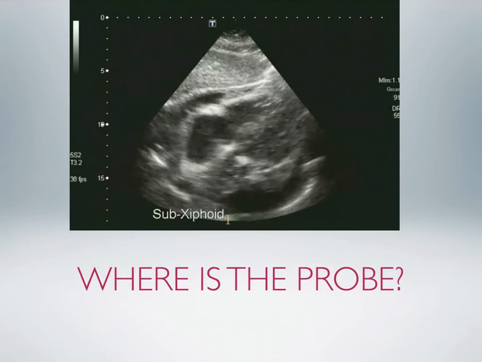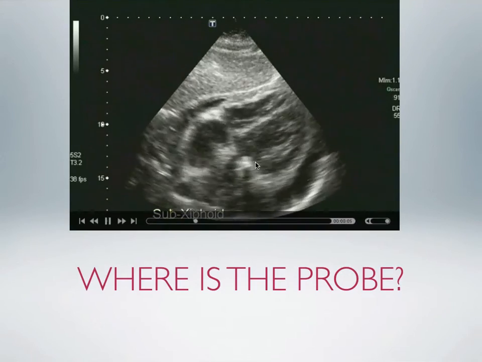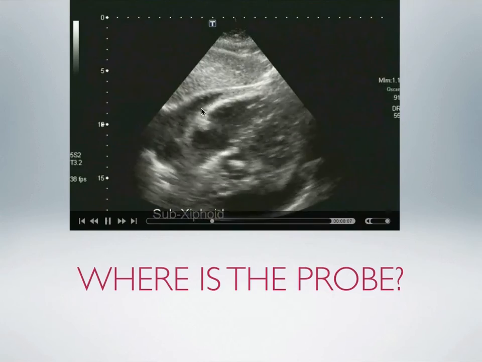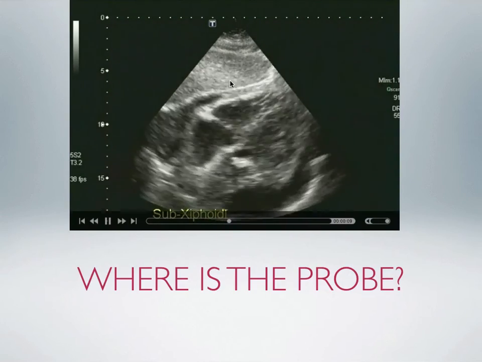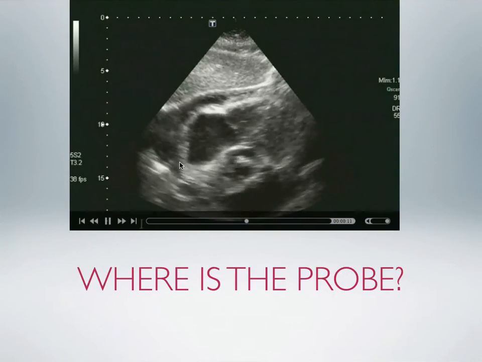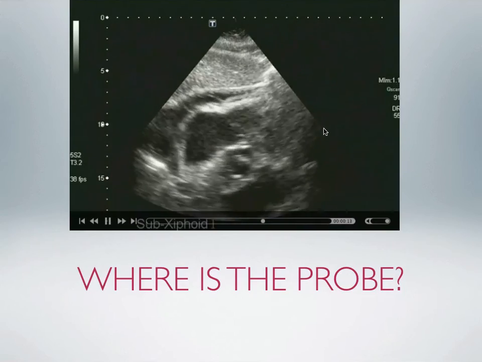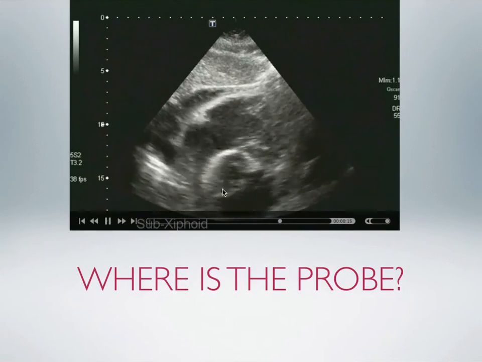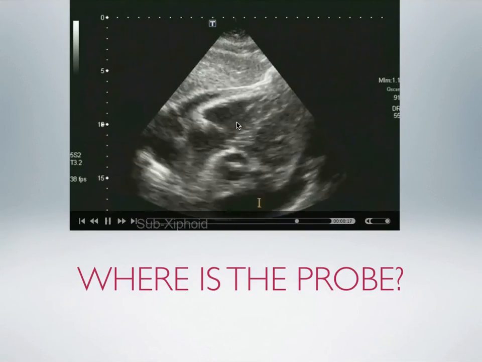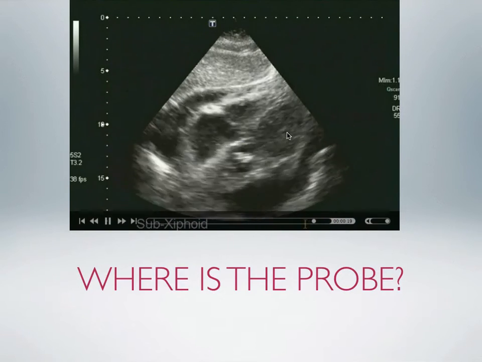So where's the probe over here? Subxiphoid, as we just wrote. And we can tell there's the liver. There's an effusion around over here. Some more of the effusion here. And again, right atrium, right ventricle, left atrium, left ventricle.